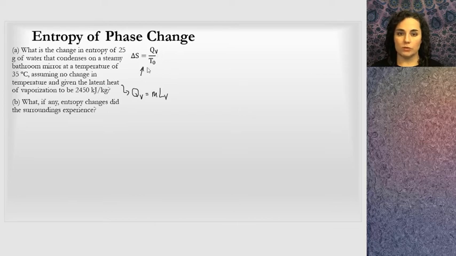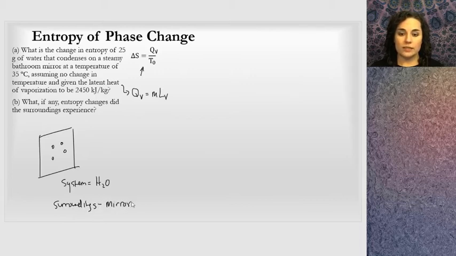That'll be the vaporization. When I look at the situation, there's a mirror, and then there's water on the mirror, which I'll go like this, okay? So for me, the system is going to be the water molecules. They are losing heat. They are becoming more ordered to become a liquid. And so then surroundings is going to be the mirror, which will be collecting the heat.